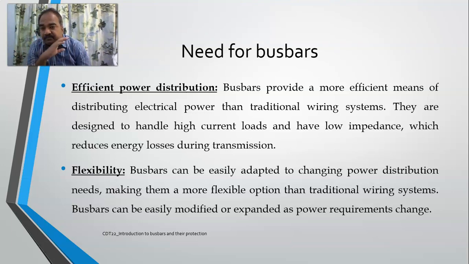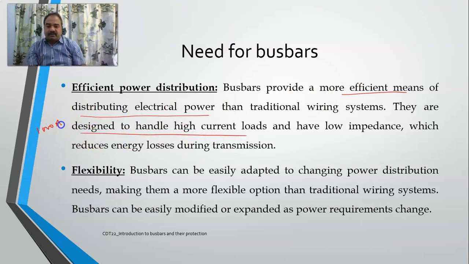But a bus bar is purely a conductor material, so it can normally handle high currents, and at the same time it offers low impedance. This low impedance will automatically reduce the losses of the system during transmission. So bus bars provide a more efficient means of distributing electrical power. They are designed to handle high current loads, even up to 1000 amperes or 5000 amperes. You can allow the current to pass based upon the thickness of the bus bar you are employing, and the low impedance reduces energy losses during transmission.